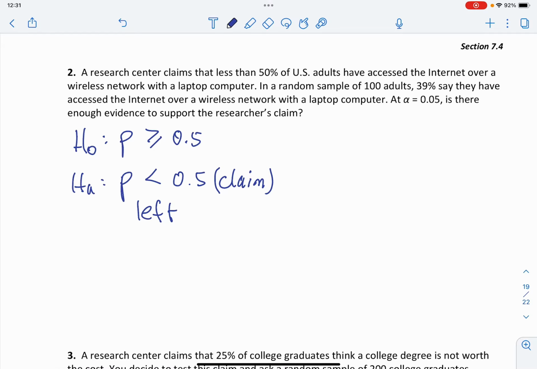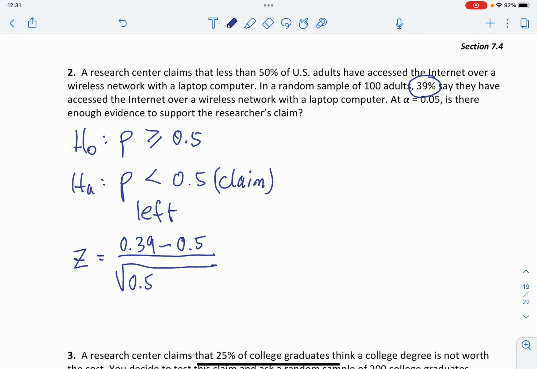Verification, you can verify that yourself. Let's jump right to the z. The z, we're doing p hat. Okay, notice this one, it gives us the p hat because it gives us the sample proportion, so I don't have to calculate it. I know the p hat is 0.39. And then the p is from the hypotheses, and then the p again from the hypotheses.